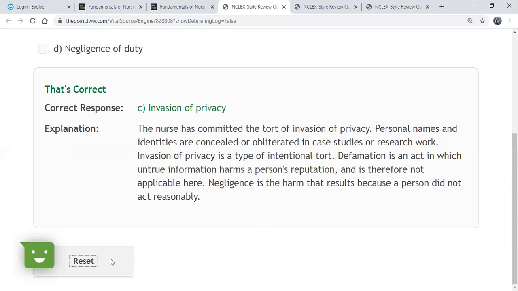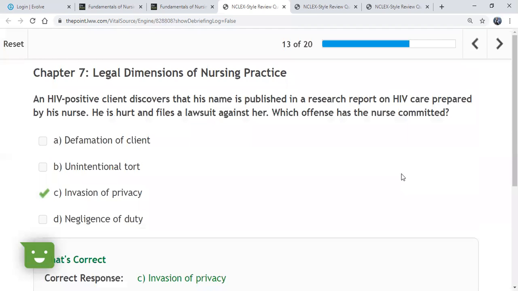The nurse has committed the tort of invasion of privacy. Personal names and identities are concealed. Defamation is an act in which untrue information is shared, and is not applicable here. Negligence is harm that results because a person did not act reasonably. So, tort of invasion of privacy. All right, well, you'll remember that one since I got it wrong.